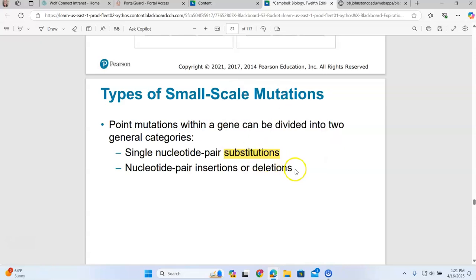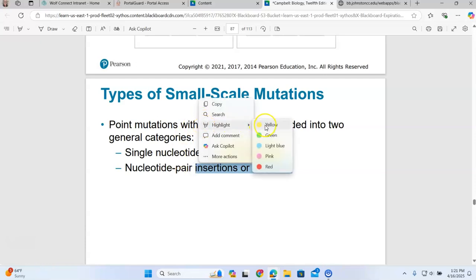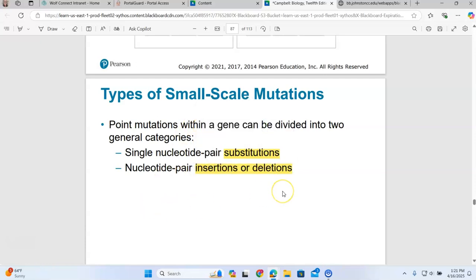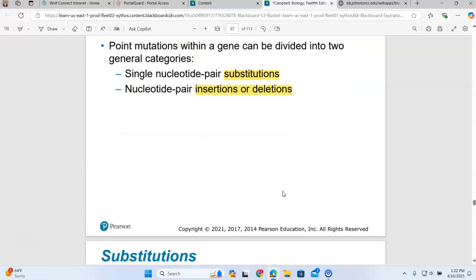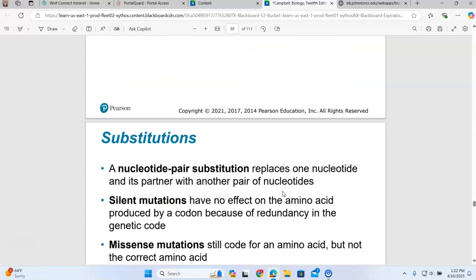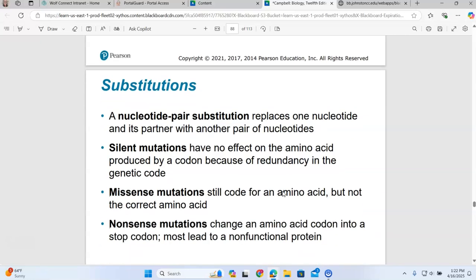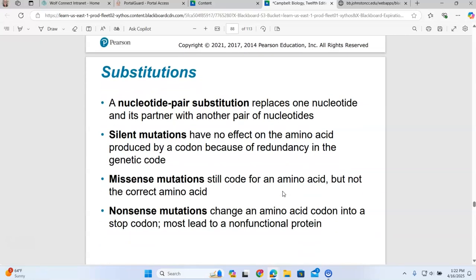And a substitution is not as bad as an insertion or deletion, because if you insert an extra amino acid, you're going to change the sequence from that point on. If you delete an amino acid, you're going to change the codons from that point on. So a substitution mutation is not as serious. And sometimes, if you have a substitution, it can even be a silent mutation.